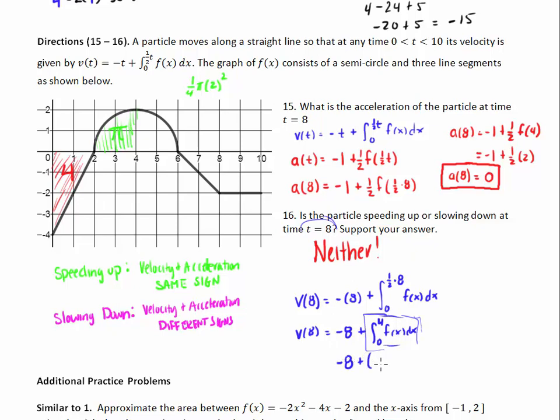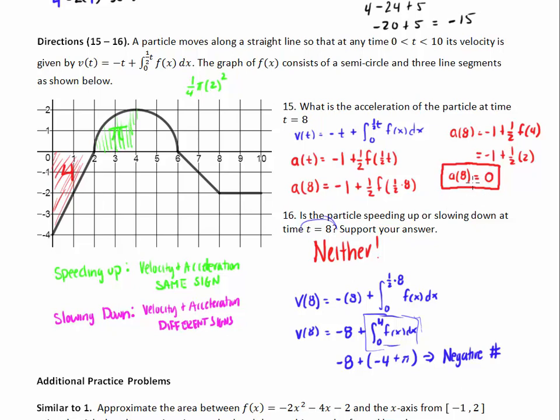Plus a negative 4 plus pi. All right, so this came from there, that right there. This is going to be negative 12 plus pi. It's going to be, who cares what it is? It's a negative number. So the velocity is negative at time t equals 8.